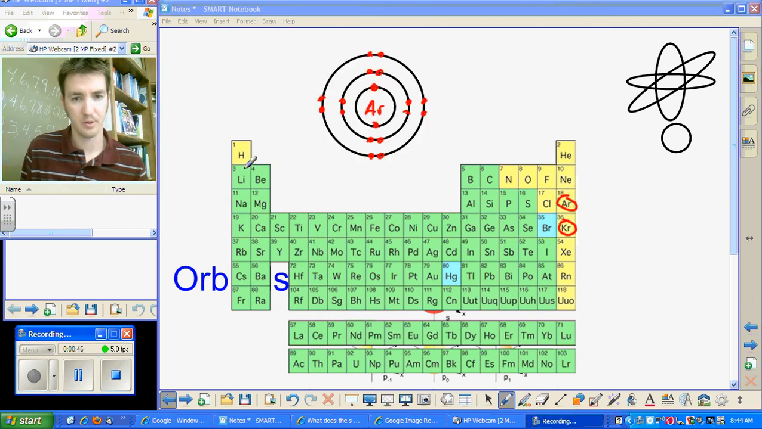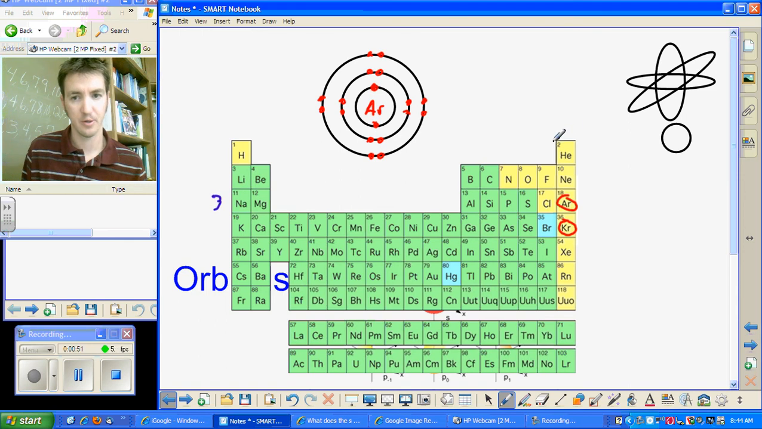Alright, so we know it has 3 shells because it's on the third period. It has 8 valence electrons because it's in the last column. And so it's 2 plus 8 plus 8. That is a total of 18 electrons, which is what we're supposed to have for that. So it's pretty simple. Alright, so now I want you to draw the same thing for krypton.